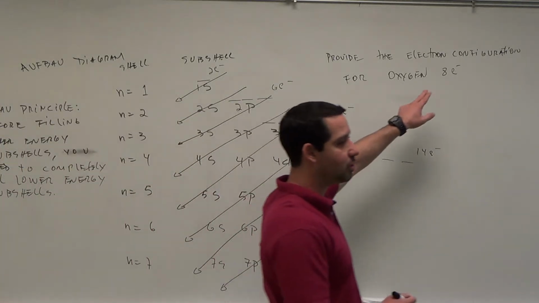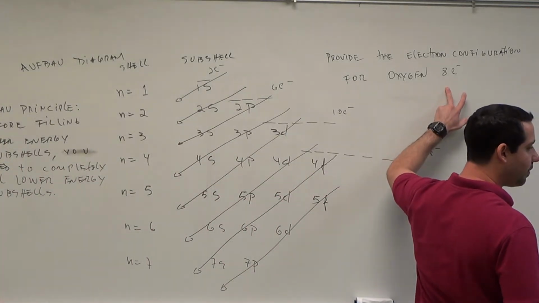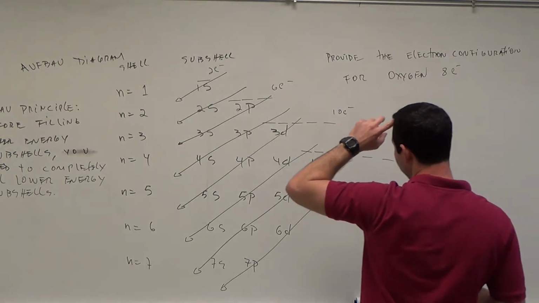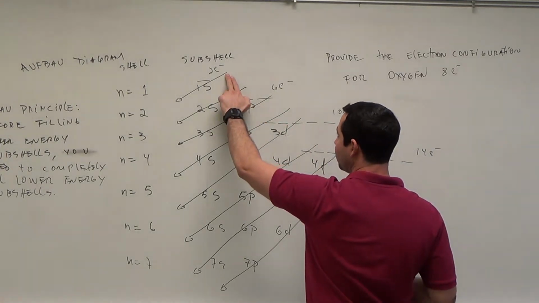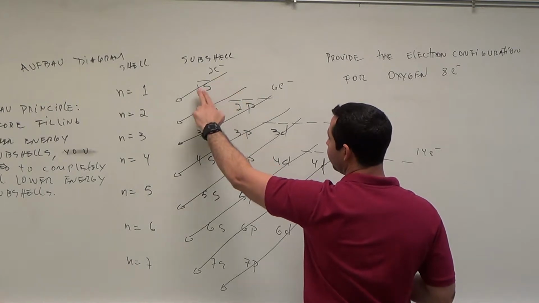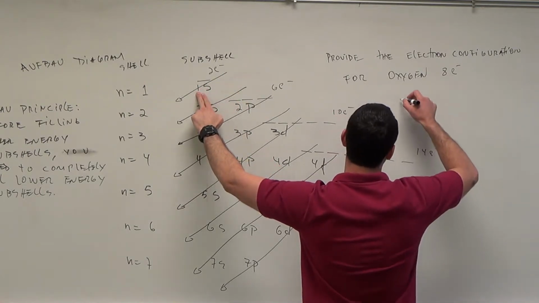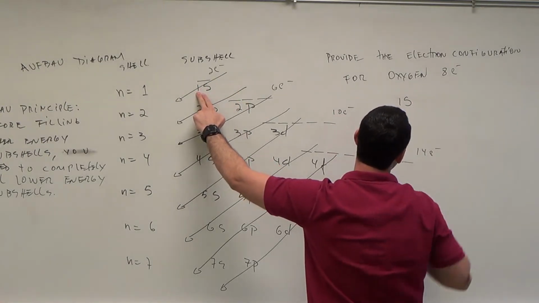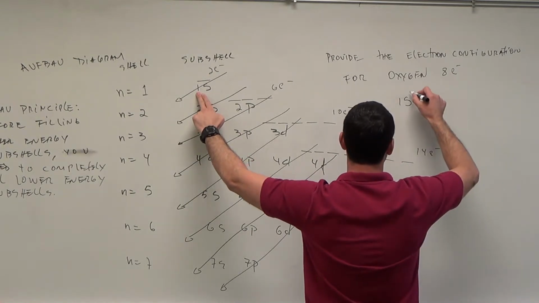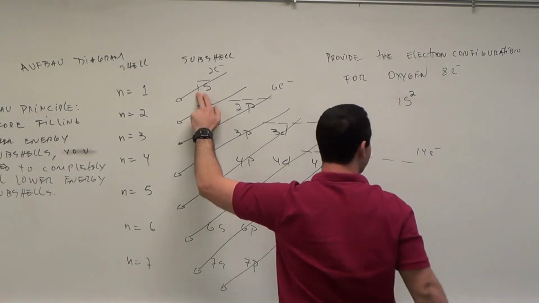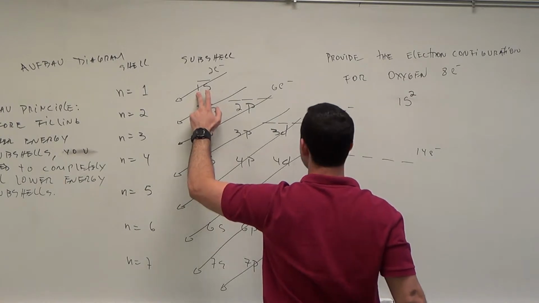Okay, so let's do this, okay? We're doing the electron configuration for oxygen. The first subshell I'm going to fill is the 1s. How many electrons can I put in this 1s? 2 electrons. So I am going to put this 2 as a superscript.